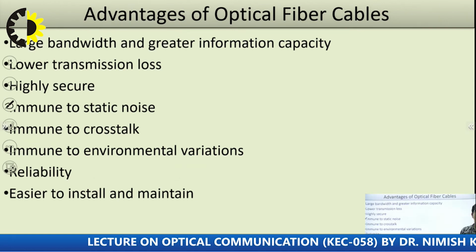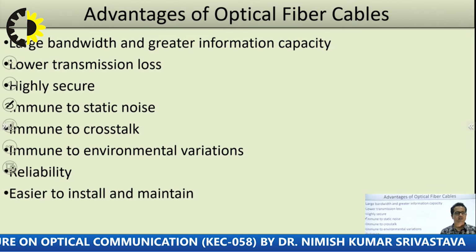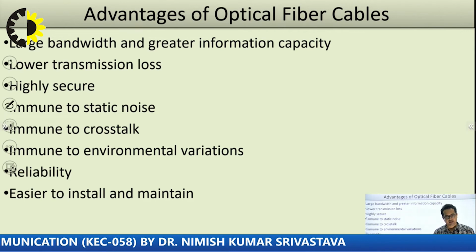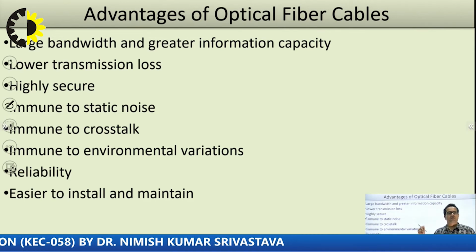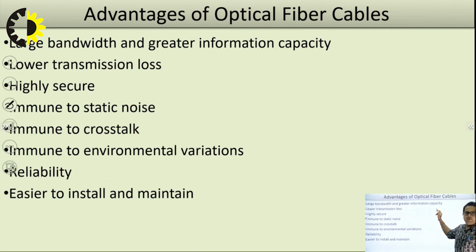Now next is the advantages. What are the different advantages because of which we are using optical fiber communication? First, definitely, the first advantage is tremendous bandwidth. This bandwidth is the main point that gives optical fiber the upper hand in comparison to other wired media, that is, very high bandwidth and information carrying capacity. If the bandwidth is high, then obviously you can transmit more information. So that is the first advantage.